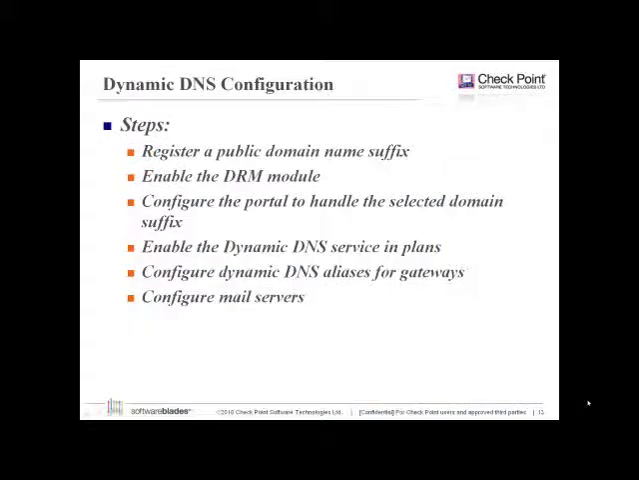Configuration. Dynamic DNS configuration steps. Register a public domain name suffix. Enable the DRM module. Configure the portal to handle the selected domain suffix. Enable the dynamic DNS service in plans. Configure dynamic DNS aliases for gateways. Configure the mail server.